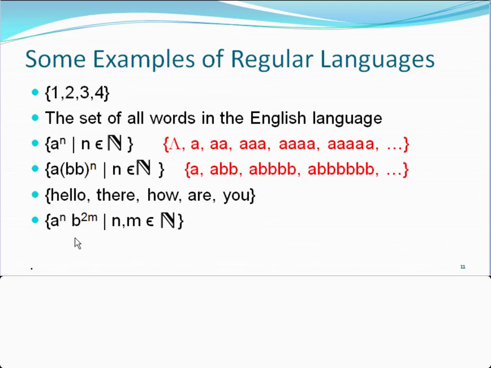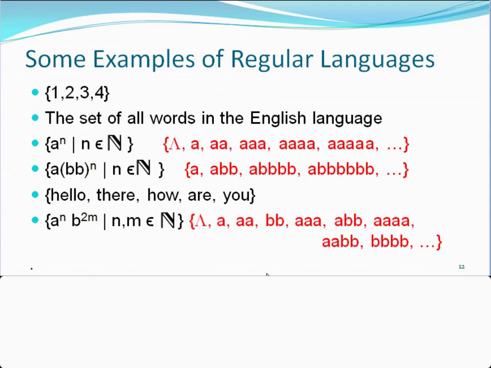And here's another interesting one. This is a to the n, b to the 2m, such that both n and m are natural numbers. So this says start out, let's see, start out by picking n a's, and then pick a number for m, double it, and pick that many b's, and squish them together with the a's before the b's.